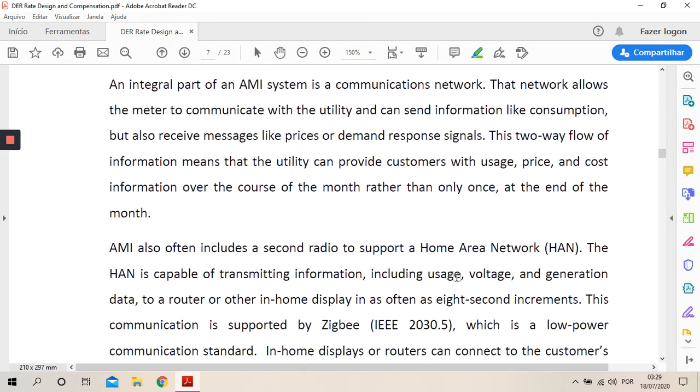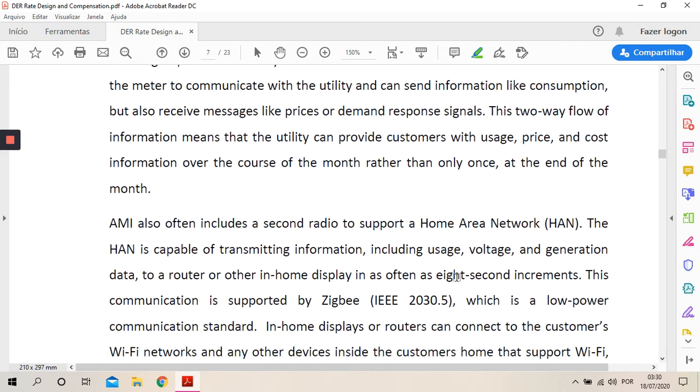An integral part of an AMI system is a communications network. That network allows the meter to communicate with the utility and can send information like consumption, but also receive messages like prices or demand response signals. This two-way flow of information means that the utility can provide customers with usage, price, and cost information over the course of the month rather than only once at the end of the month.